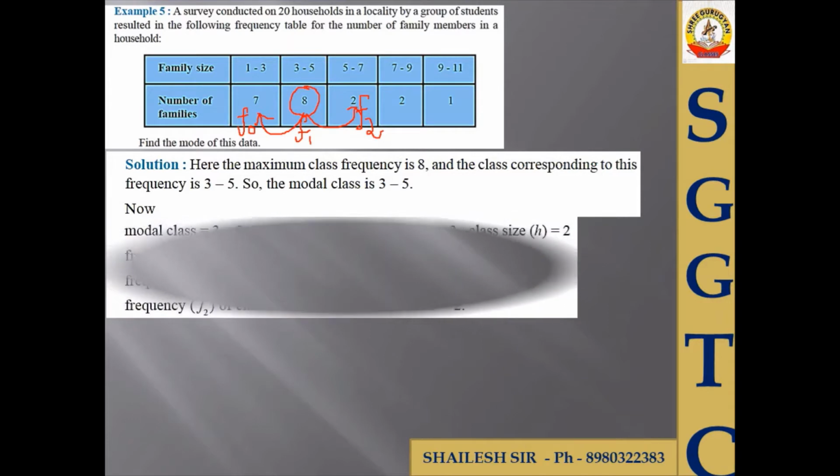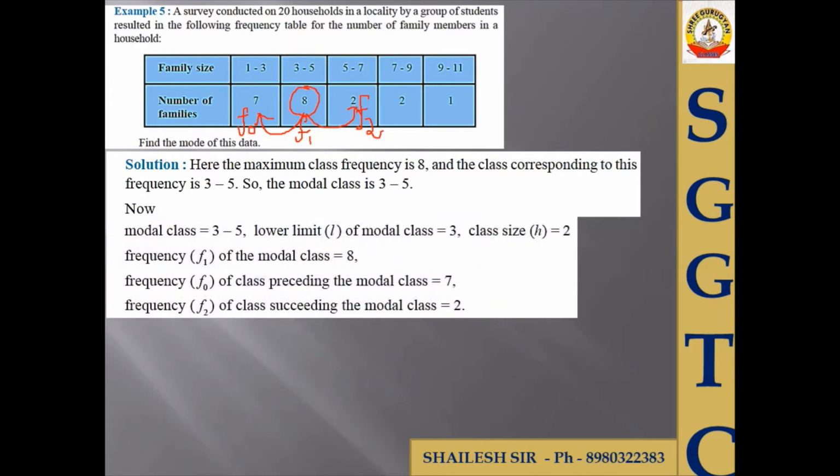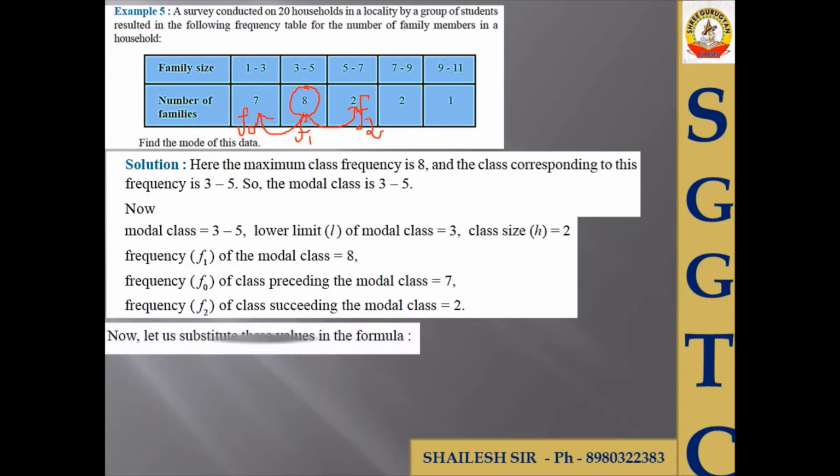So 3 is my lower limit. For class size H, see in the intervals 1 to 3, 3 to 5, 5 to 7, 7 to 9 and 9 to 11, all have a gap of 2. So surely class size is 2. Now modal class frequency is 8 because it is the highest, the maximum repeated observation in the given question. Now preceding F0 is 7 and succeeding is 2. Now apply all these values in this formula.